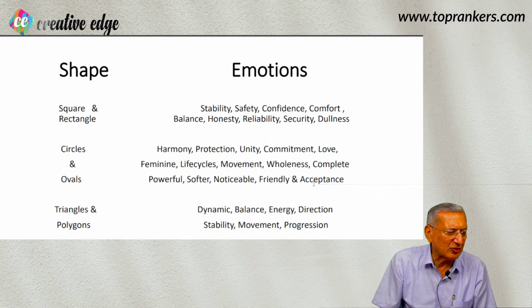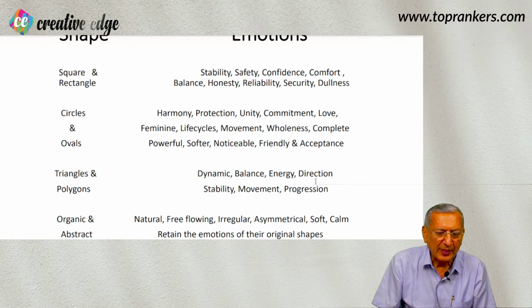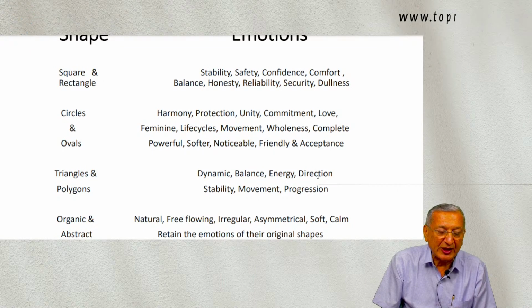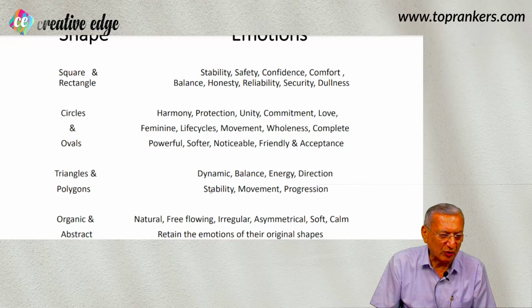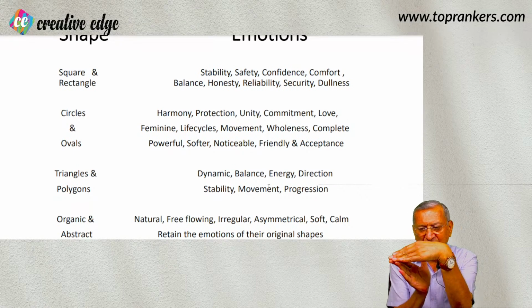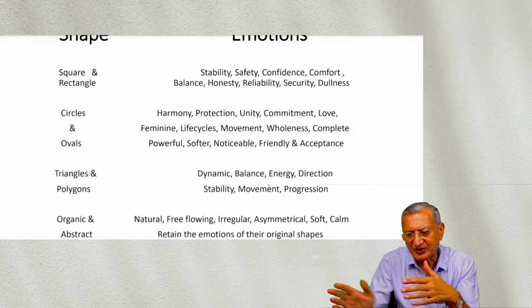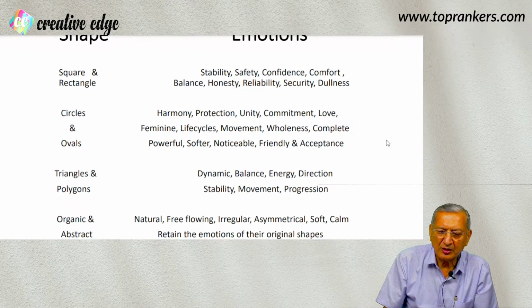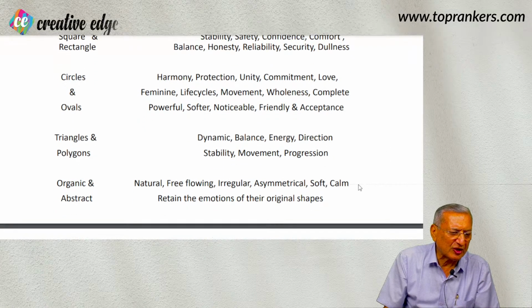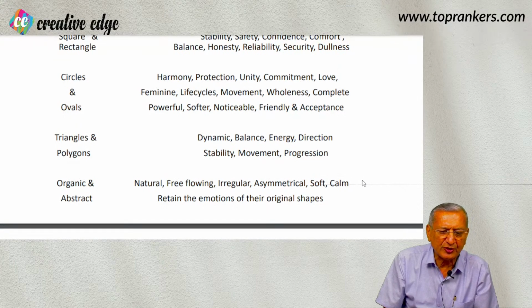Let us also read out triangle and polygons. Triangle and polygons show dynamism, balance, energy, direction, stability. I told you the stability with triangles, stability here and a stability with a square also. Then movement. You show a triangle on one side, you show a movement. Many triangles on one side, you show the speed. Then progression. That means you are progressing. Then there are organic abstracts also, organic and abstract shapes and forms.